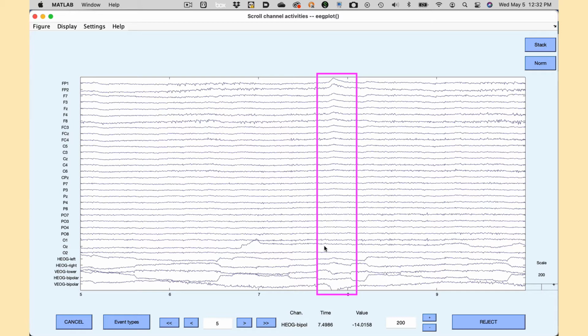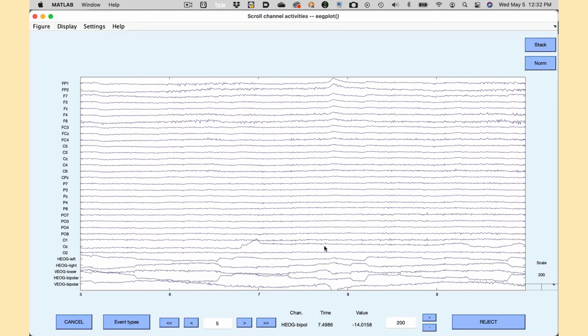Another important property of blinks is that they invert in polarity under the eyes. If you look closely at the VEOG lower channel, you can see a negative-going voltage at the same time as the positive-going voltage at FP1 and FP2. The VEOG bipolar is VEOG lower minus FP2, so we have a negative minus a positive, which gives us a large negative deflection. Unfortunately, it's a little cut off on the screen.